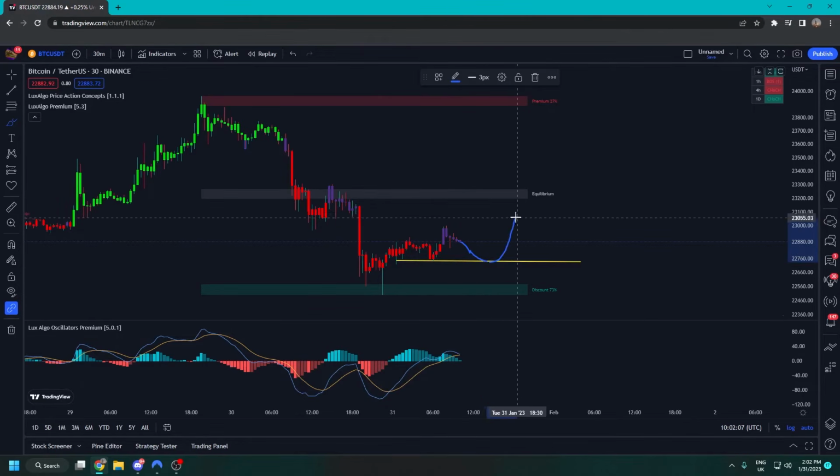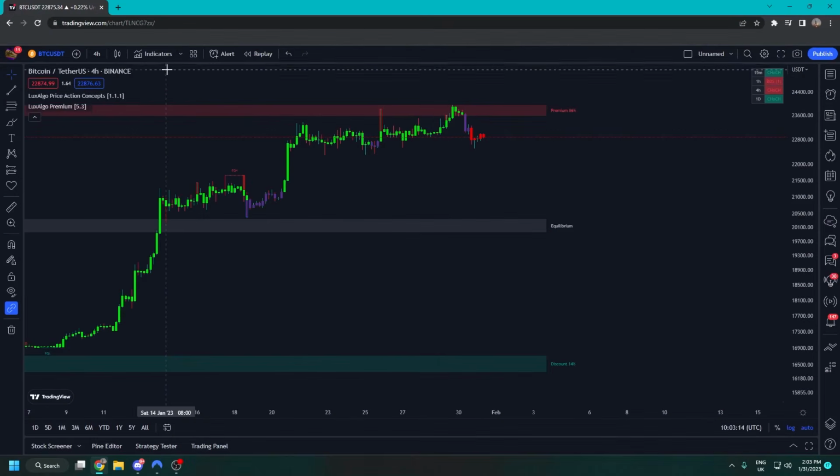And we want to set our target on the equilibrium because this is where it's a fair price. And the equilibrium also acts as a resistance here. So we want to set our take profit to this level. And we may want to set our stop loss accordingly, maybe the discount area. So we have a nice ratio set up there.